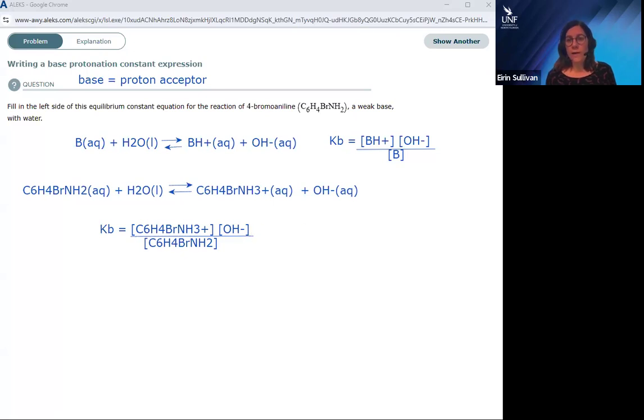All right, so hopefully that is helpful for you guys. You can write the base protonation constant for any base.